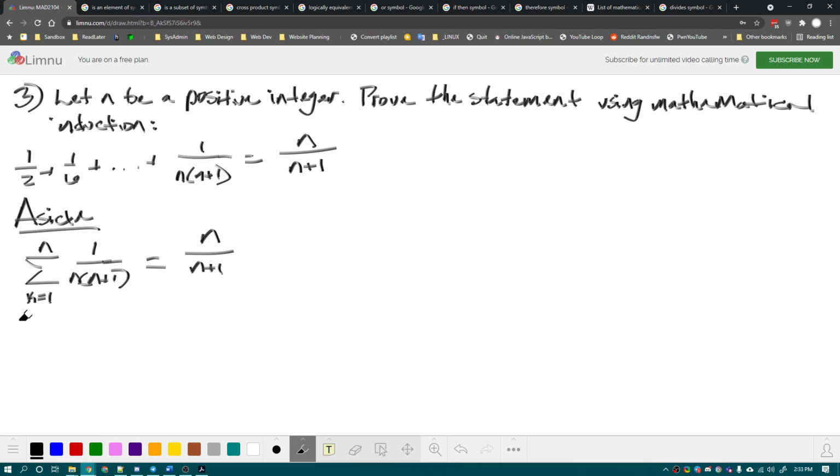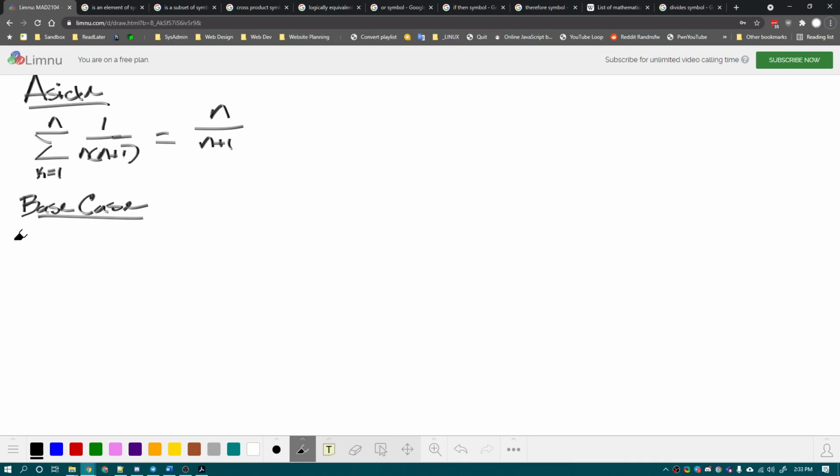Okay, so our first thing that we do is we find our base case. And this is just setting n equal to 1, which is the lowest value that k can be. So this is the summation from k equals 1 to 1. I messed up the summation here. This is not supposed to be n, it's supposed to be k. Sorry, guys. There we go. Okay. So that's 1 over k times k plus 1.